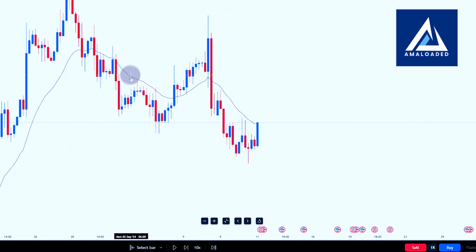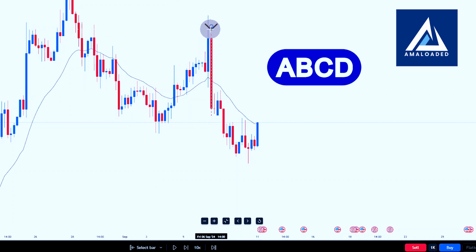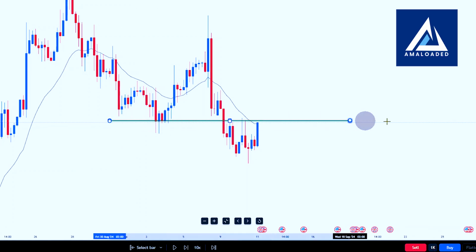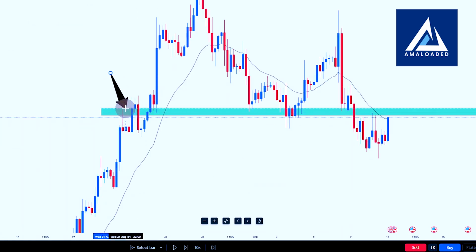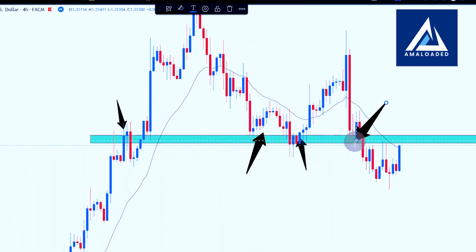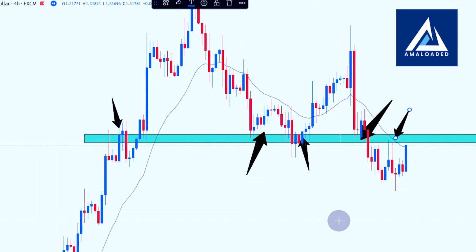When you establish your EMA on your chart, you have to establish also the ABCD pattern to confirm that the sellers are actually ready to push down the price action. From here, we have our A to B, then we have it to C, then to D level. The next thing, we have to establish our key level zone. If you check the historical data, we have price reaction around the zone here, price reacted here, price reacted here, price reacted here as well.